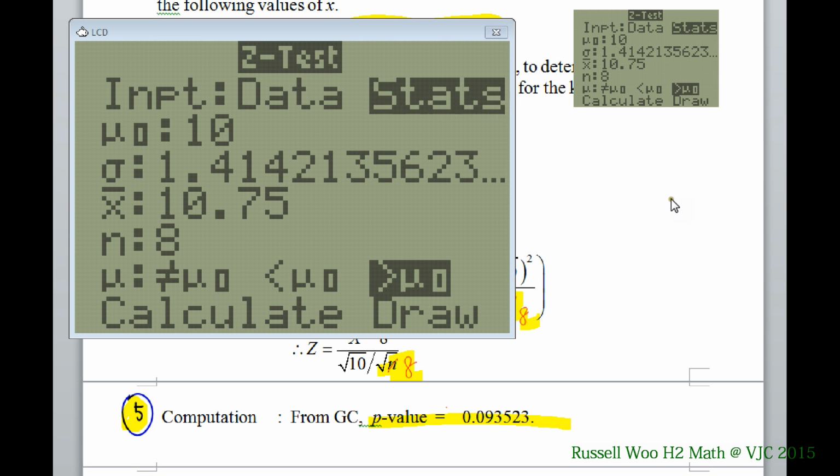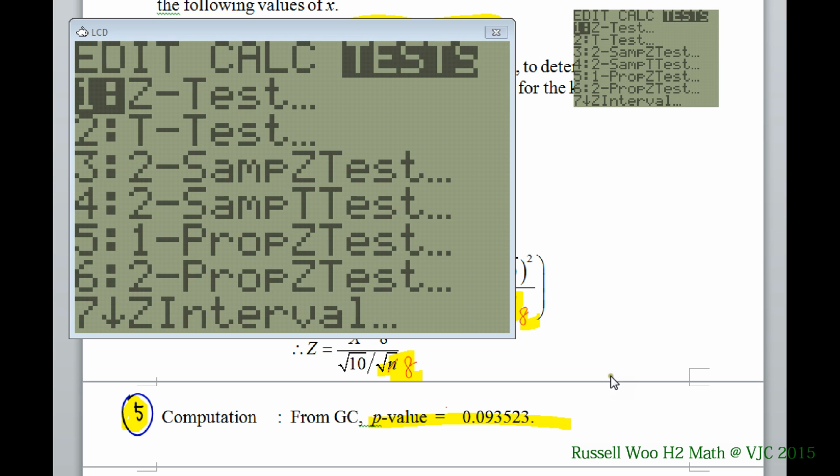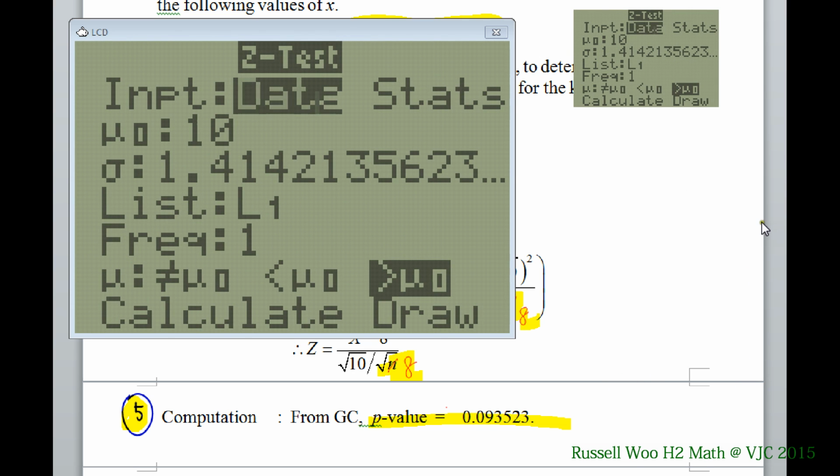One more time, stat, z-test. This time, you are given data. Actually, what data are you given? You are given all the, how many values? 1, 2, 3, 4, 5, 6, 7, 8. There are two ways to do it.